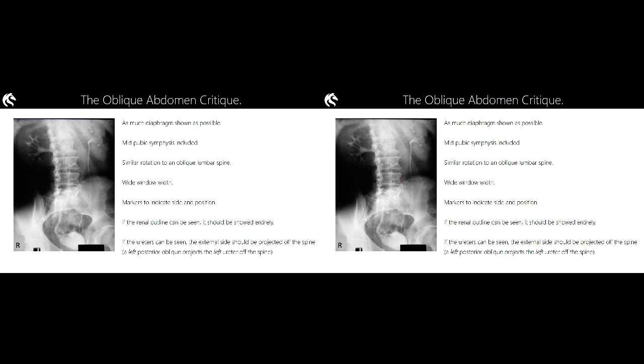Okay? So that's a rough guideline. If the Scotty dog's nose touches the edge of the vertebra, you've got a 45-degree angle. All right? I won't assess you on that. That's just a useful thing to know. So, on an oblique abdomen projection, yes, you should include down to the mid-pubic symphysis. Looks like we've trimmed off just a little touch there. And it should have, I've written here, similar rotation to an oblique lumbar spine.